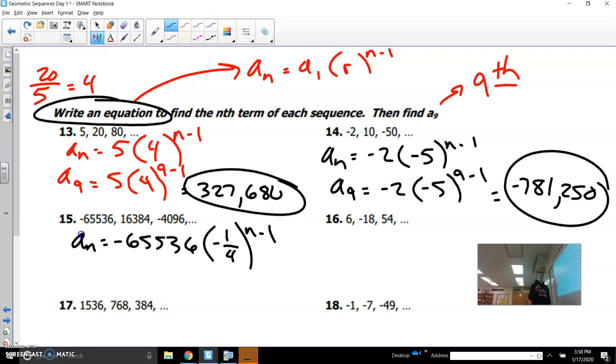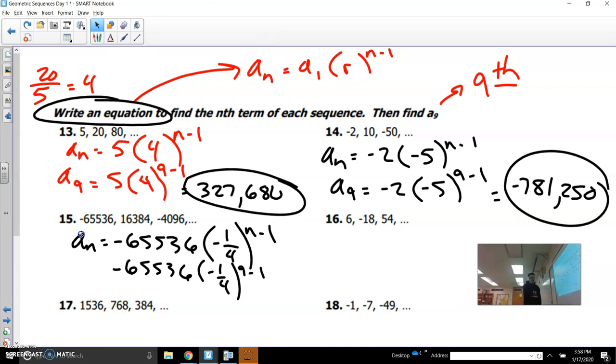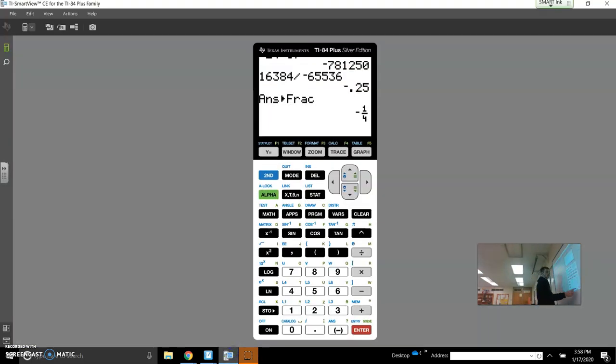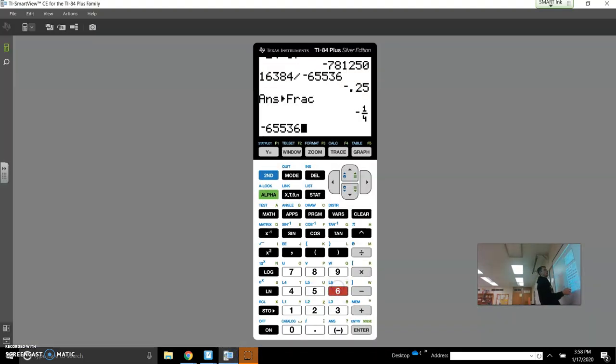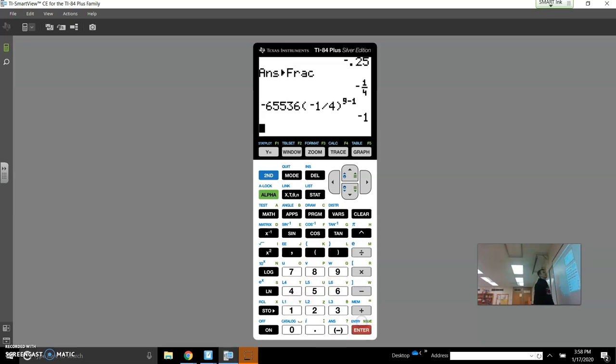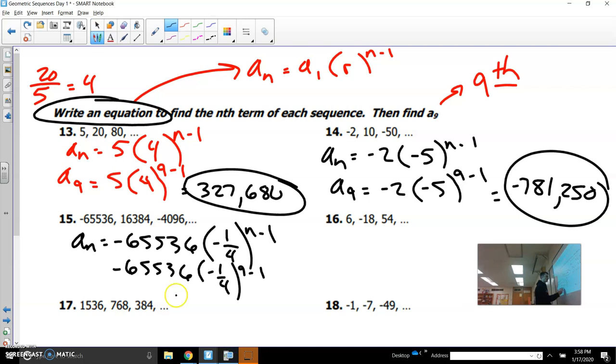And now I want to find the 9th term by basically replacing the n value with 9. And so I know I'm using 9 for all of these. Each type of question usually asks for a different future term, but for these directions, all of these is asking me to find the 9th term. So negative 65,536, multiplying that by negative 1 over 4, and now I'm looking for the 9th term, which actually is kind of simple. It actually comes out to just be negative 1.